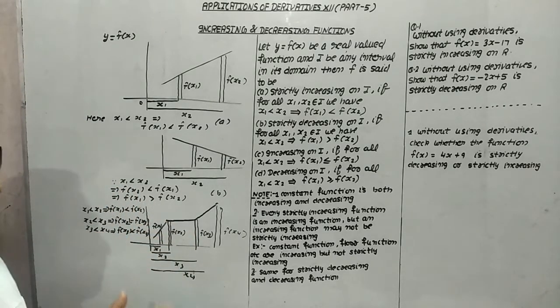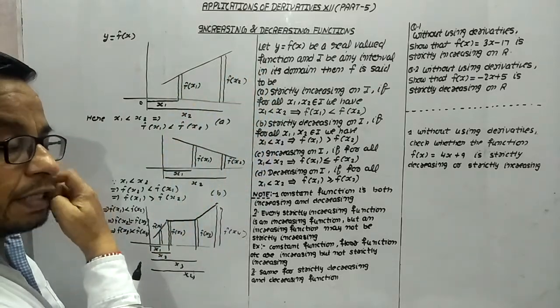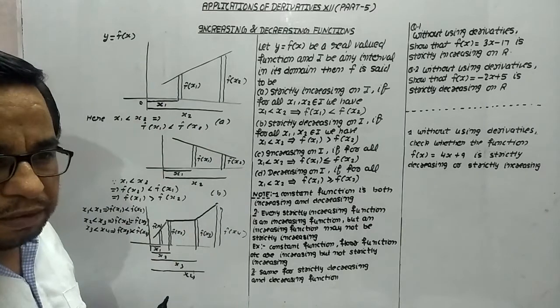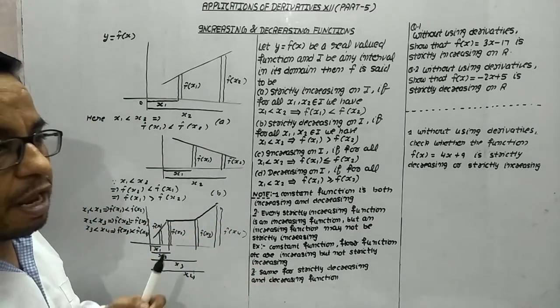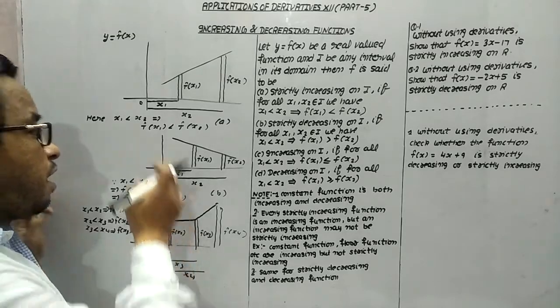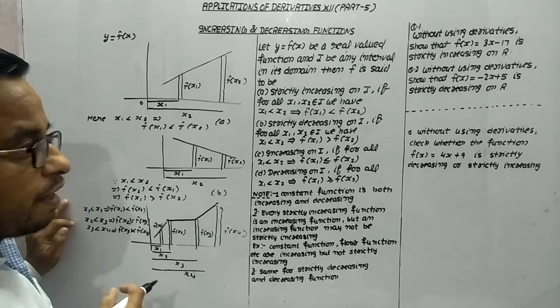So in this way we can easily understand: if a graph is going upward, then it is strictly increasing. If it goes upward with constant parts in between, then it is known as increasing. And if it is coming downward only, then it is known as strictly decreasing.